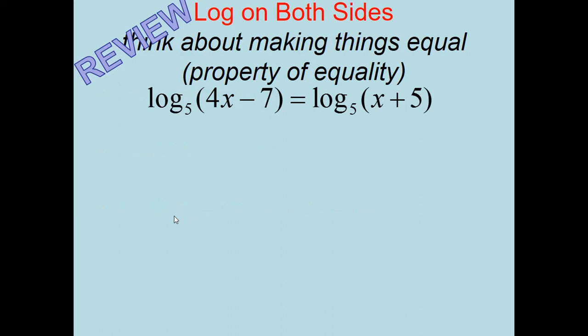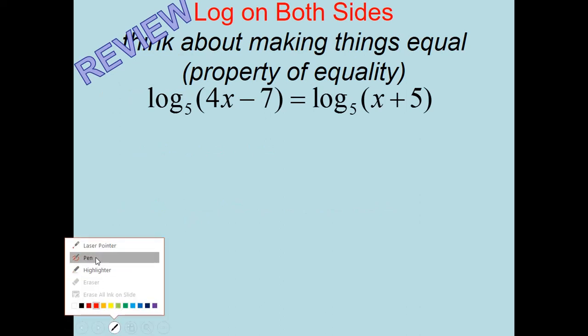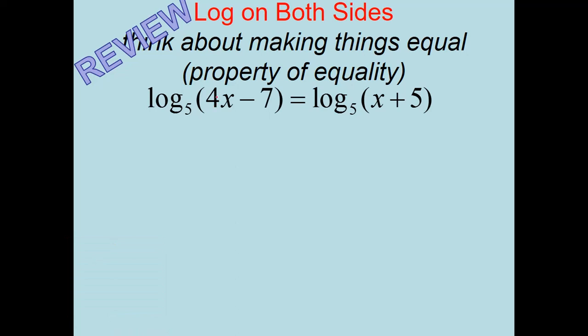What do we know? So reviewing, log on both sides. Remember, guys, log on both sides, all you needed to do was set the insides of the log equal to one another, right? Because we said if it's log base 5 of whatever equals log base 5 of whatever, the two whatevers have to be equal to one another. We're thinking equality.